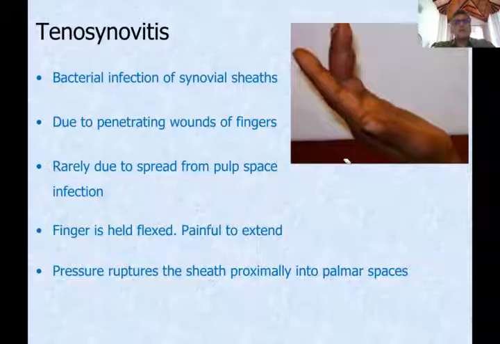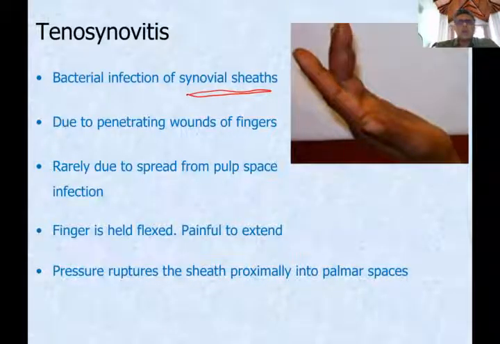Then another clinical condition called tenosynovitis. Tenosynovitis is a bacterial infection of the synovial sheaths, the sheaths that we just discussed. Usually it is due to a penetrating wound, like you get accidentally pricked with a needle or a pin or something like that. So the infection goes into the synovial sheaths, and then there's pus collecting between the two synovial sheaths, which is an extremely painful condition.